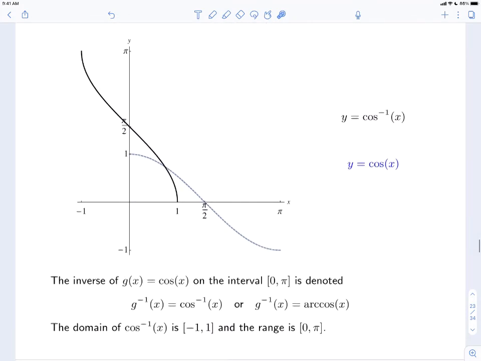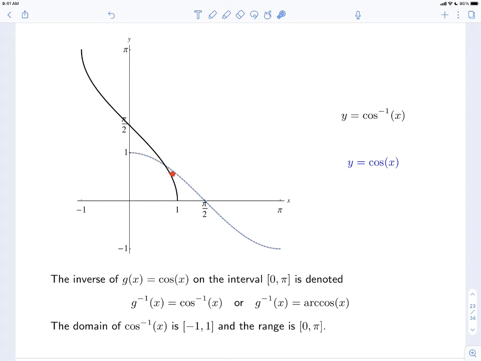Here you can see their graphs. This dashed line is cosine. You can see that it's 1-to-1 on this interval. And so its inverse has a graph given by reflecting the graph of cosine through the line y equals x, and that gives you this graph, which is the graph of inverse cosine.